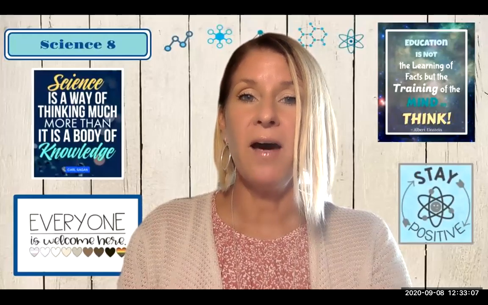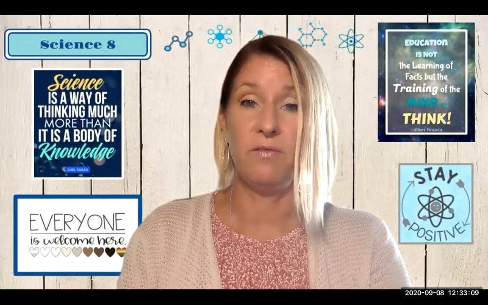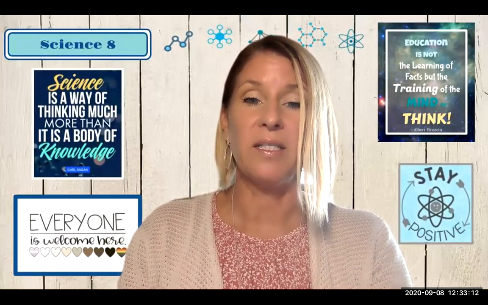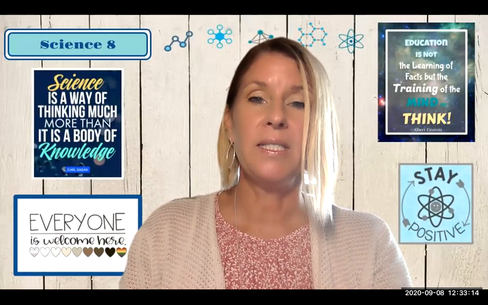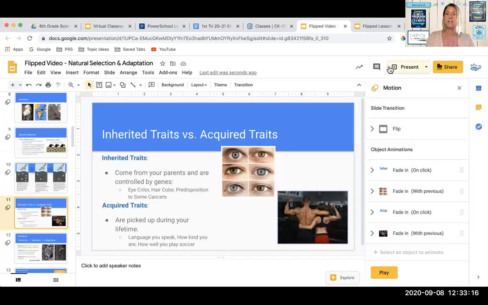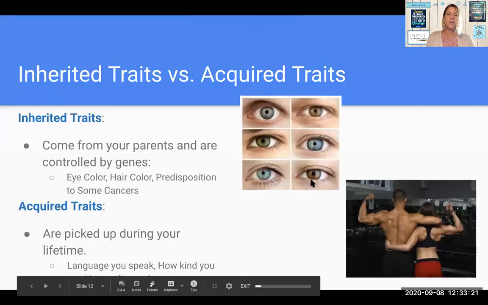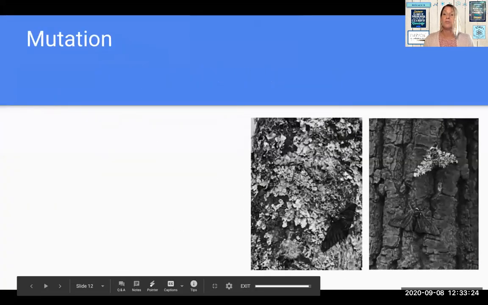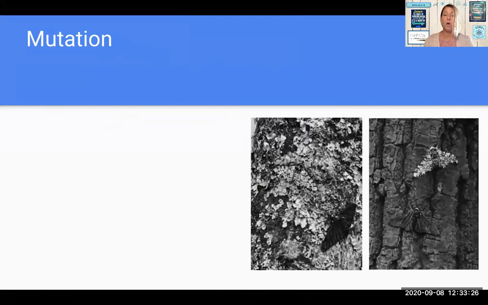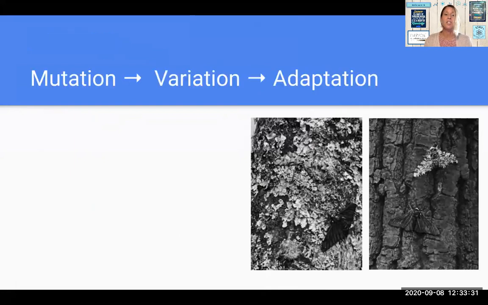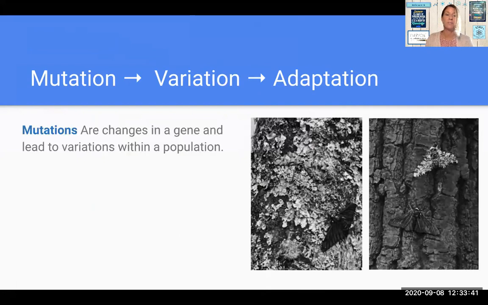Okay, we're going to talk now about mutations and how mutations are involved in the natural selection process. So let's take a look again at our slideshow. Next slide. Okay, so a mutation is a really, really important part of the process because mutations lead to variation within the population. And variations lead to new adaptations. So let's just break it down a little bit.